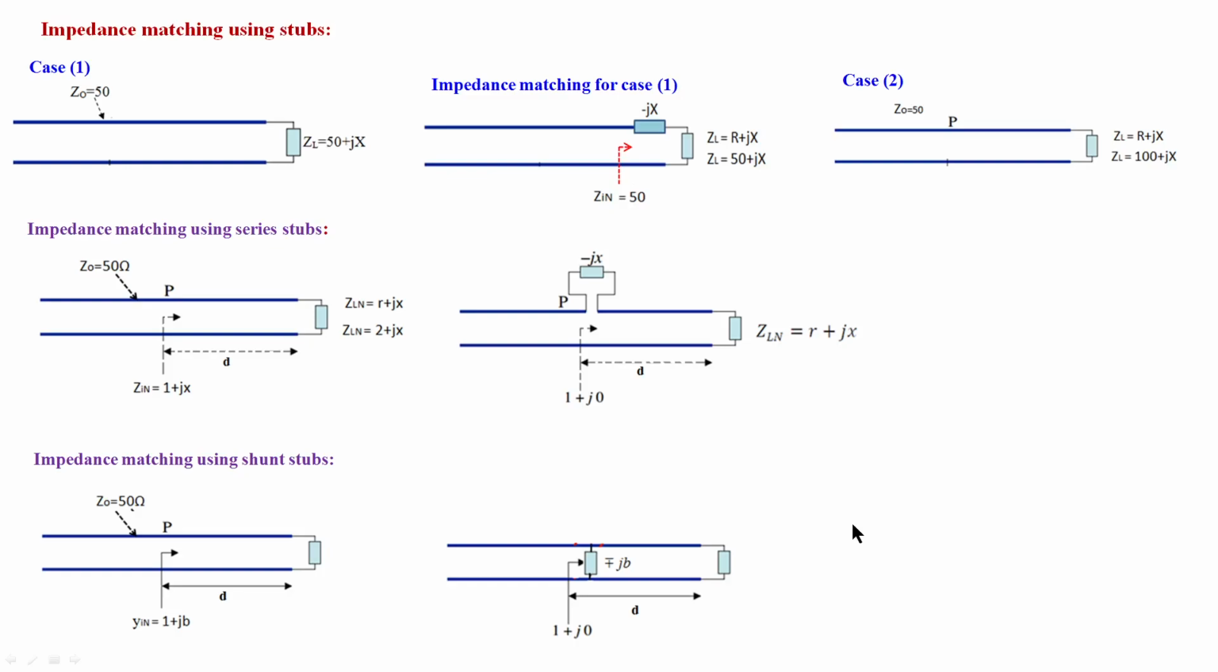This method is called single stub matching. And the important thing here is that you should find out the distance D at which the admittance is in this form, from the load, and similarly the distance at which the impedance is like this. The distance D is very important, you should measure it. Next, you should note down the susceptance or reactance. If it is impedance, you should note down the reactance and connect a series stub like this.